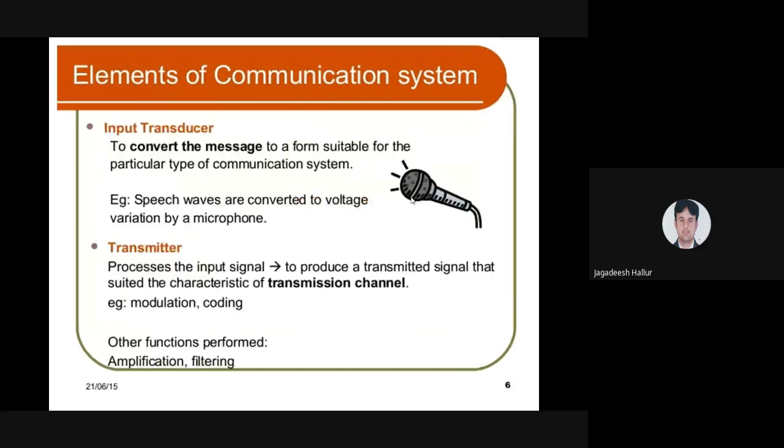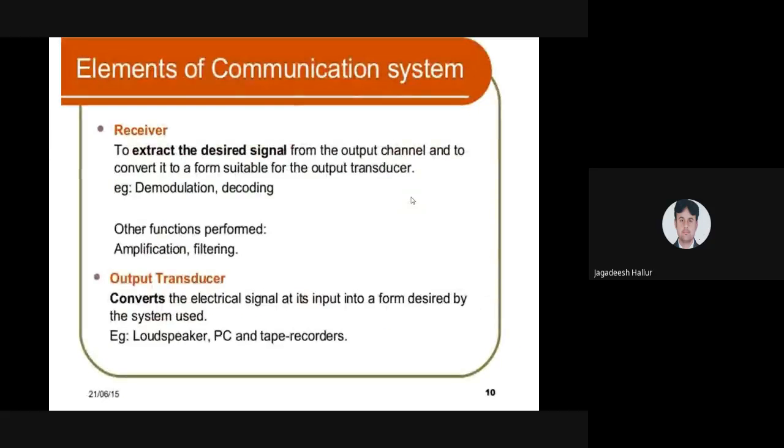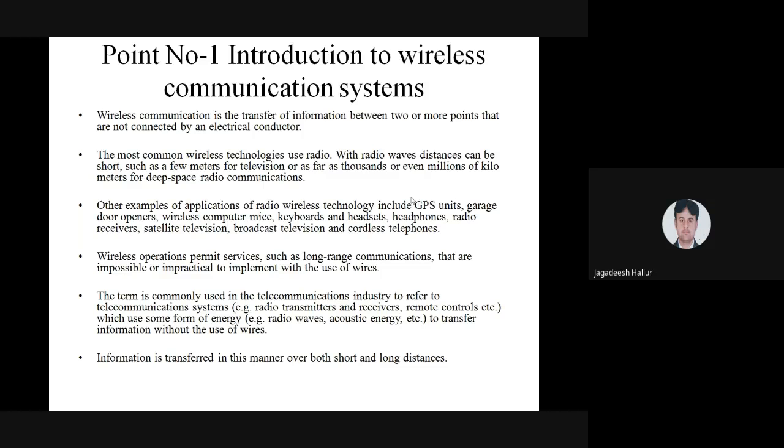Okay, this is the basic block diagram explanation. Which elements are present in a communication system? What are the functions of those elements? These are the basic points. This is your syllabus. Unit number 1 is your introduction.